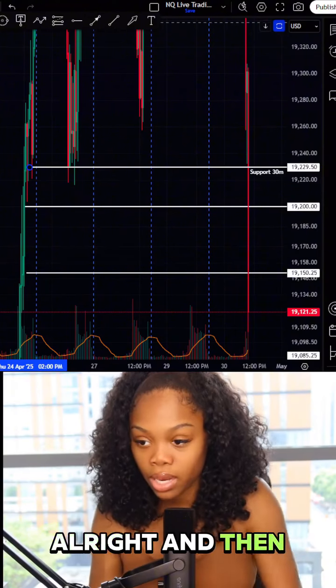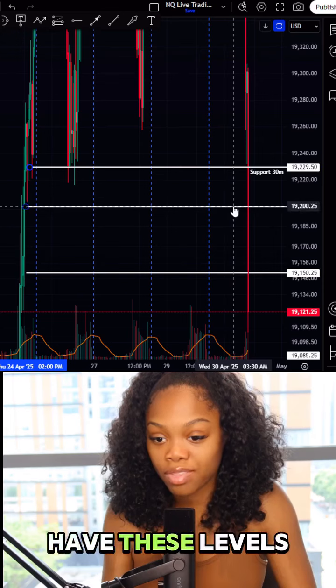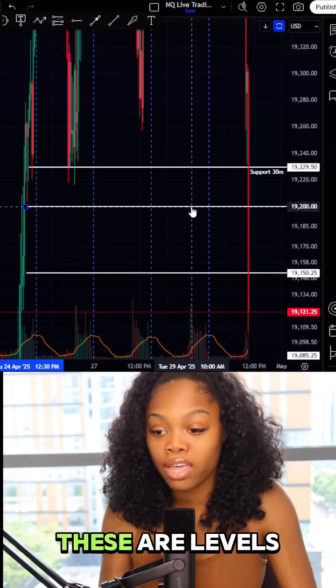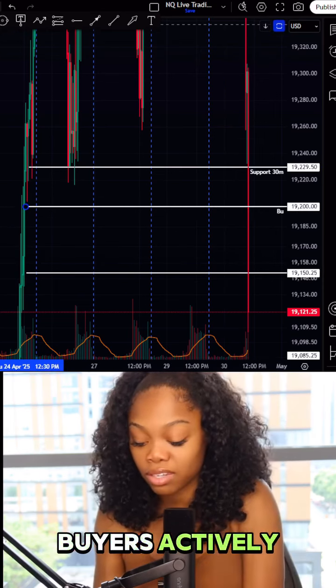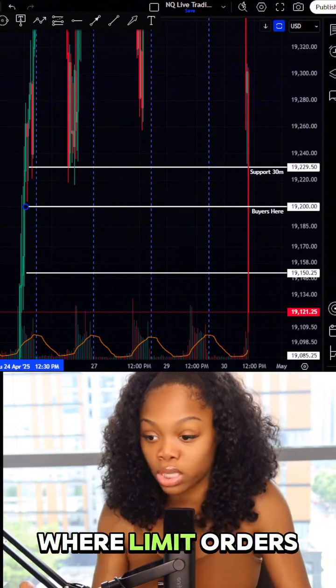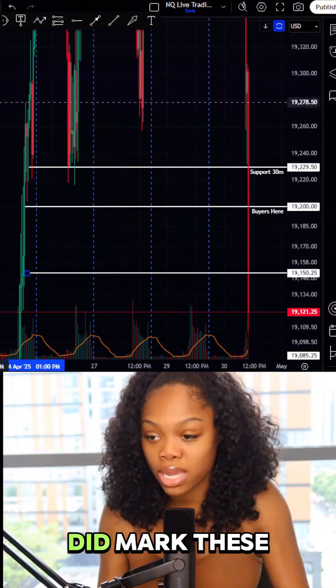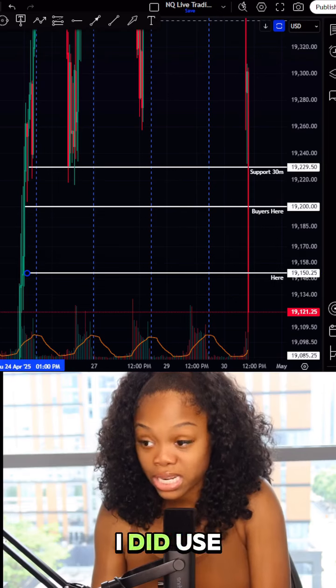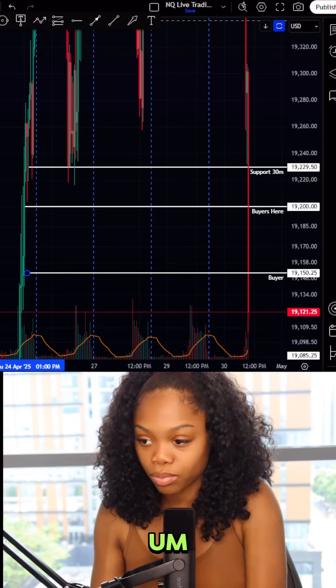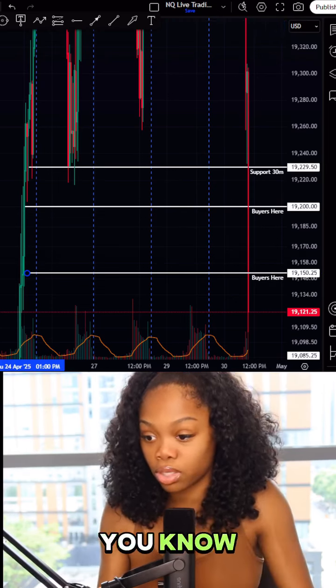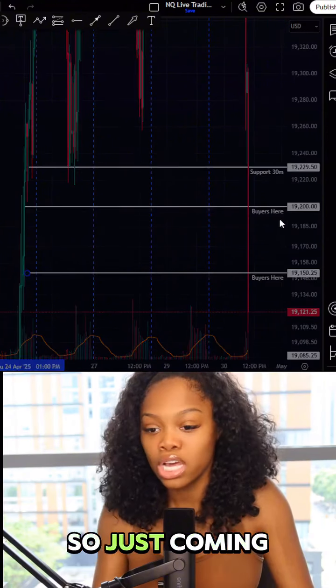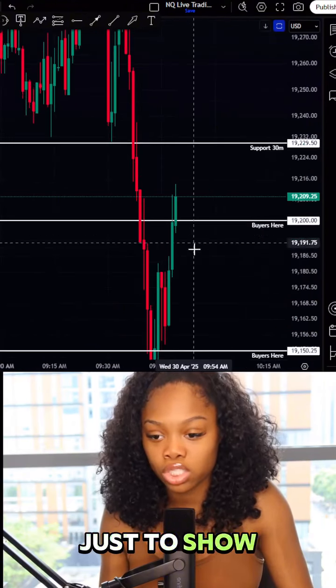All right, and then on Bookmap, you see I have these levels at 200 and 150. These are levels where we had buyers actively sitting in the market, okay? So these were where limit orders were sitting. And so I did mark these levels out, and I did use these in my trade for today, for my entry.